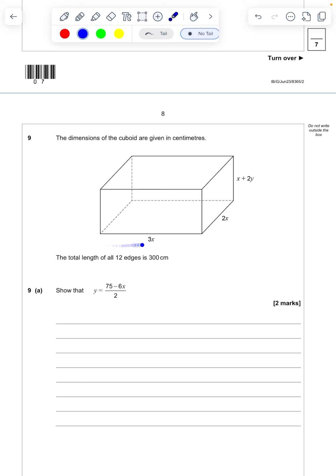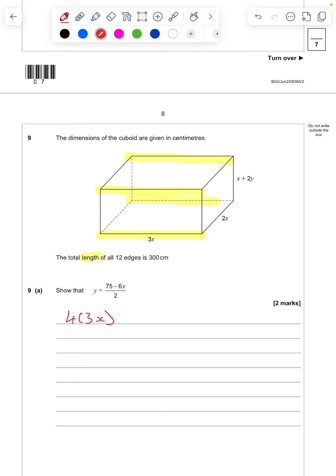Question 9. Let's just continue with this one here. You've got a cuboid, okay, with these lengths here. The total length of the 12 edges is 300. Show that y is this. Now, when we think about this, the total length of the edges, so you've got this edge, which is 3x. That's also 3x. That's also going to be 3x. That's also going to be equal to 3x. You've got 4 sides which have a length of 3x, first of all.